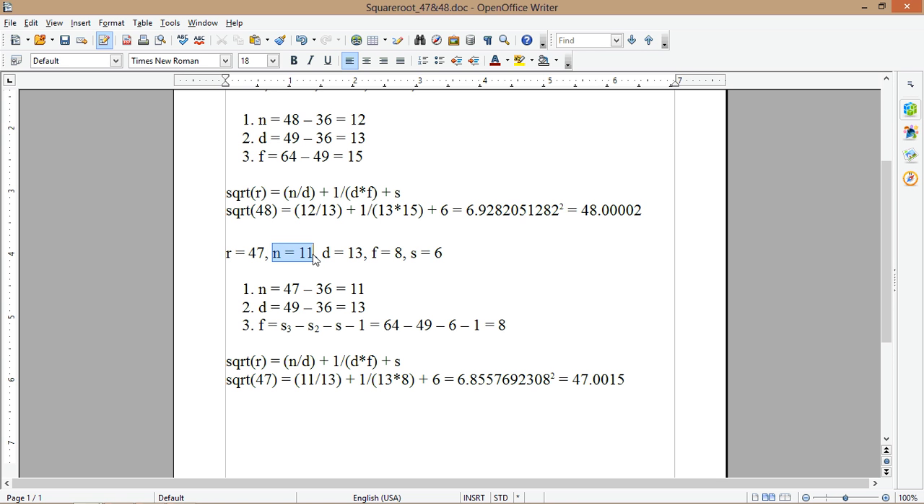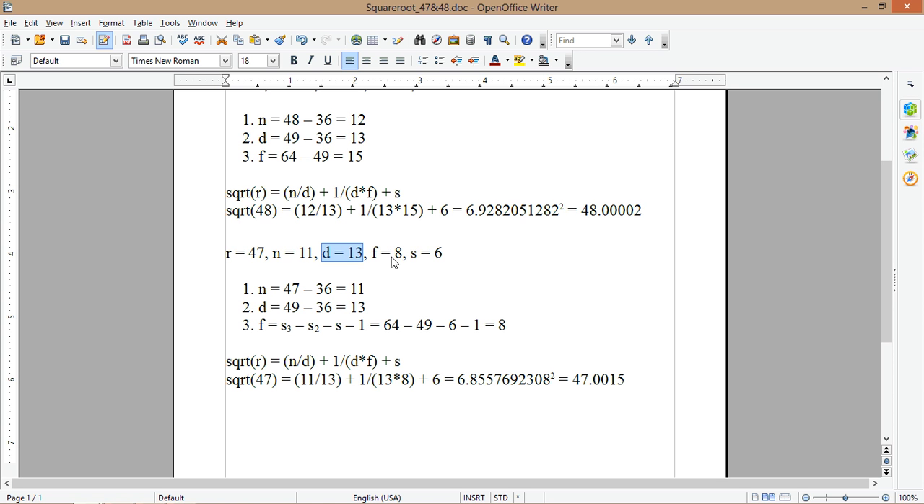How do we get n equals 11? Very similar to what we did in the previous example. 47 minus 36. Again, 36 is the perfect square below 47. So that's how we're getting n equals 11. How do we get d equals 13? Same thing we did up here. I'm not really going to go through it again. Straightforward: 49 minus 36 equals 13.